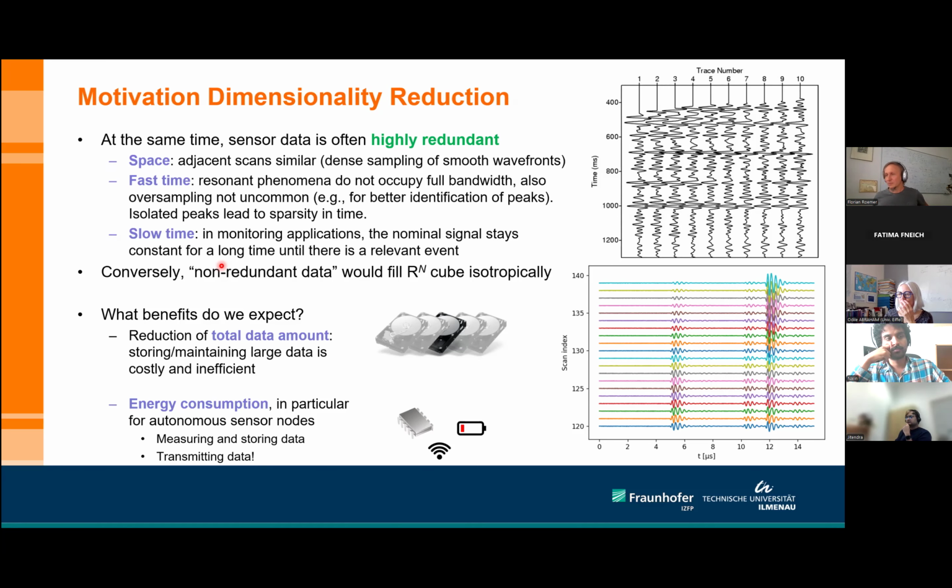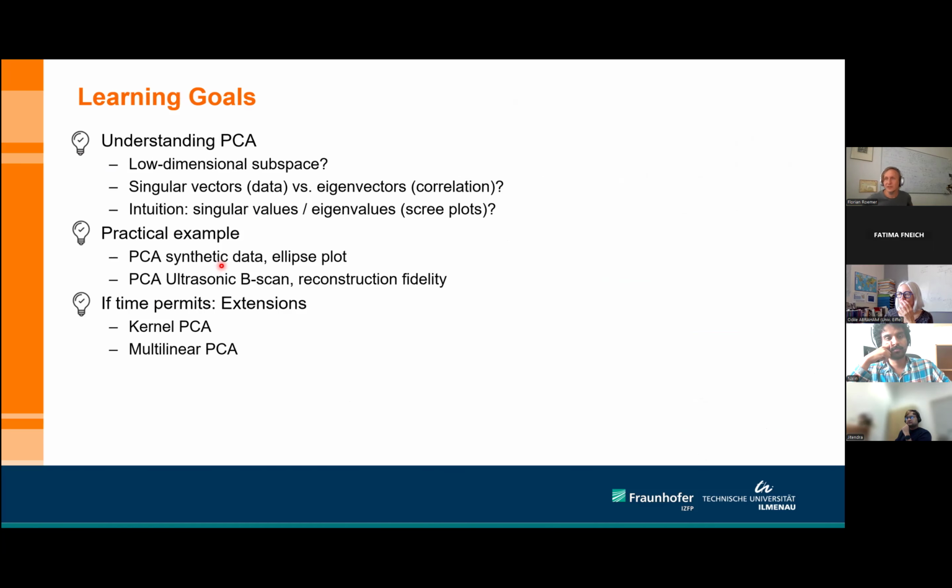All right, so that's my brief motivation. What I want to cover today is mainly two or three things. First, the basic concepts: understanding PCA and its implications. What does it mean if it's a low-dimensional subspace? What do the singular vectors of the data have to do with that? What's the connection to the eigenvectors of the correlation? What's the intuition behind the singular values? Why is it so important to look at them? And what's the scree plot, explained variance?